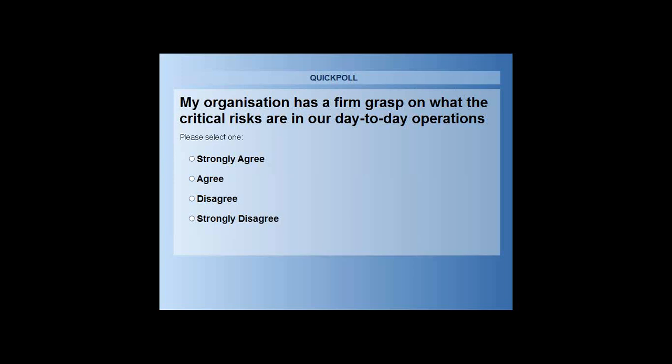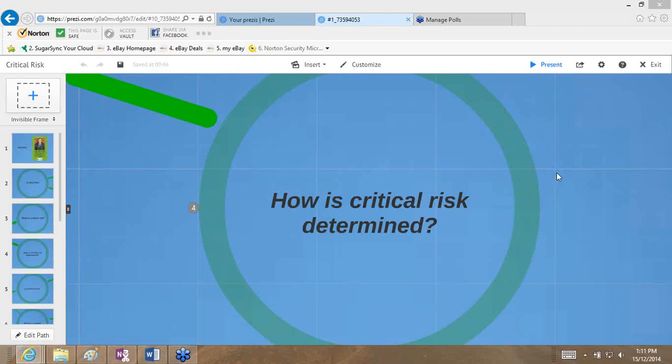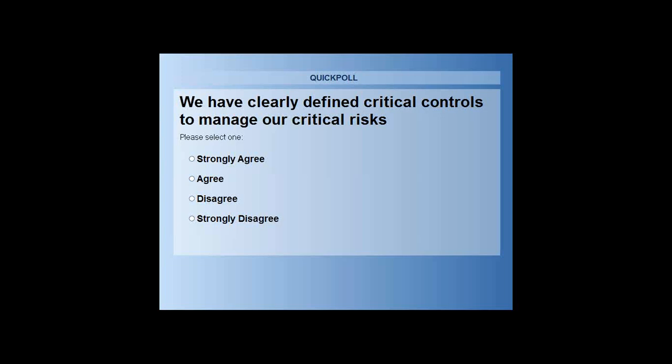Okay, I'll flick to the second question now. Okay, second, we have: my organisation has clearly defined critical controls to manage our critical risks. And that should be open now, and again the options are the same.